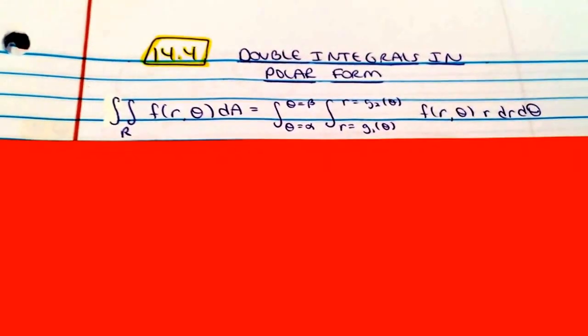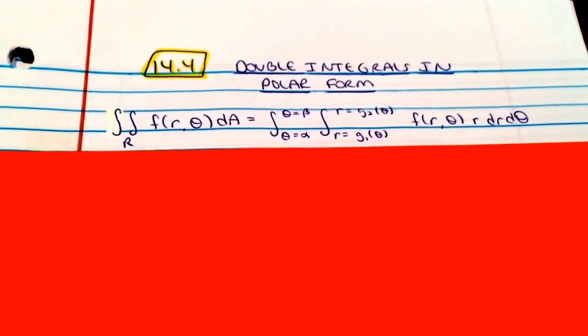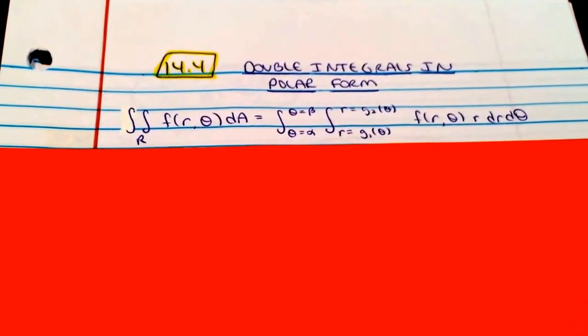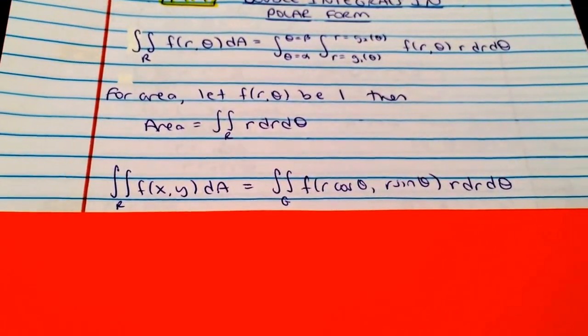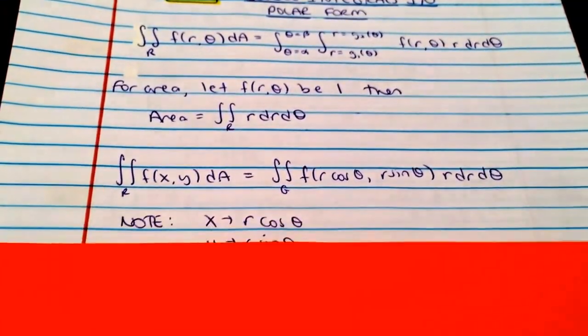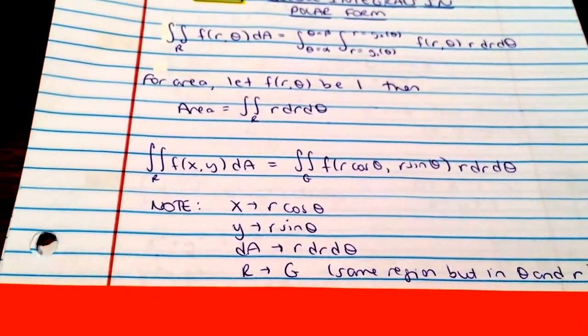Okay, this is the formula from the book. Pretty much the same as they have written, well, exactly the same as they have written in the book. Here, if the function is 1, then you're finding area. Here is switching from Cartesian to polar. Just a reminder about some polar stuff.